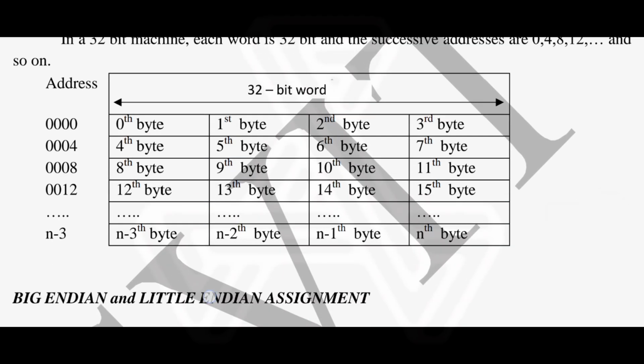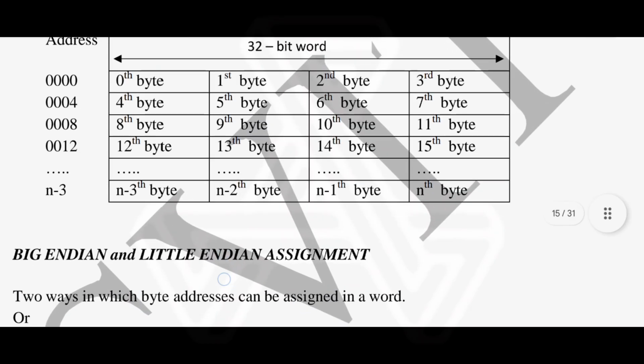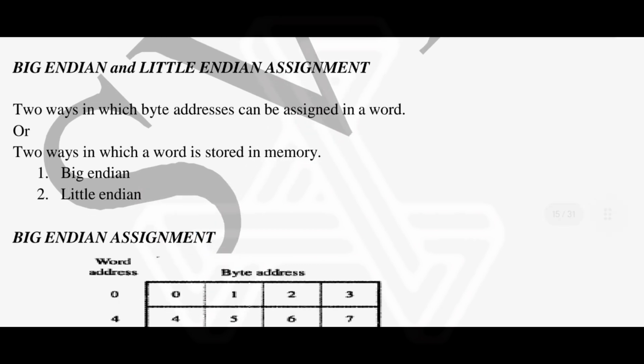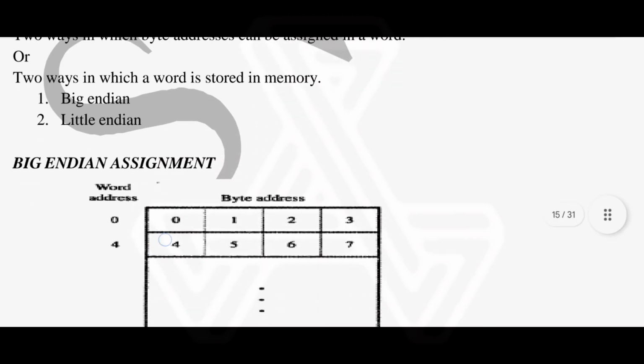0th bit, first byte, second byte, third byte. Big Endian and Little Endian assignment. These are two ways in which byte addresses can be assigned in a word, or two ways in which a word is stored in the memory. Big Endian, Little Endian.